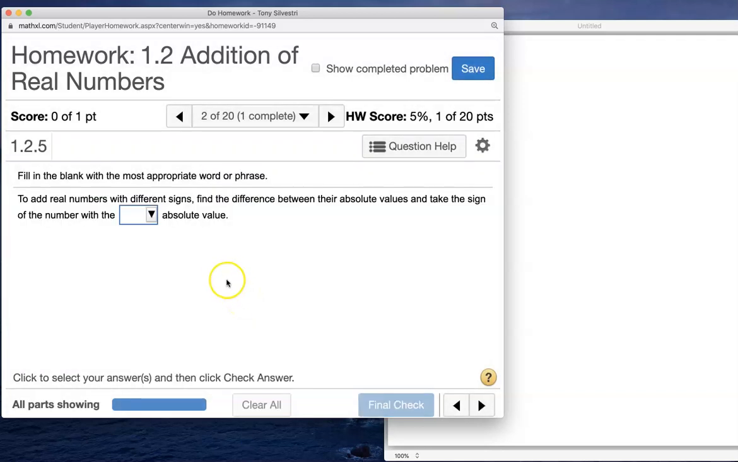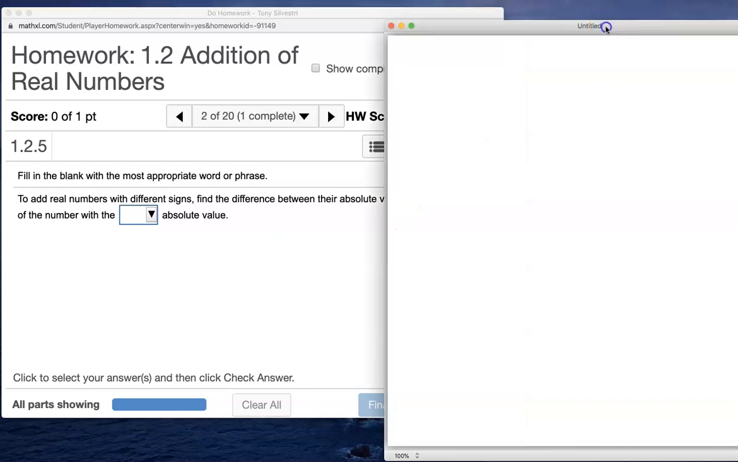Okay, now let's see. To add real numbers with different signs. Okay, so basically what they're asking you to do here, let me go over a little lecture on how to add or subtract negative numbers, and then we'll answer this. Let's take the numbers 5 and 3, and we want to add those together. Okay, 5 plus 3 certainly is 8. Not a big whoop. Okay, now what do you think negative 5 plus negative 3 is?